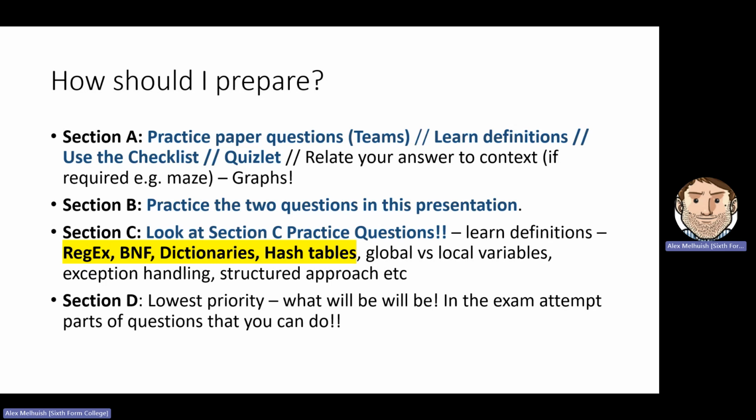And a little lesson from the mock as well is about relating to context where appropriate. For example, in the maze question, you did need to relate your answer to the context of a maze, not just give a general answer that could refer to any graph.